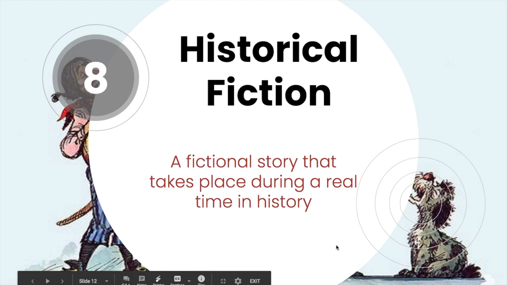Then you have historical fiction, which, like realistic fiction, is a fictional story, but the setting, where it takes place, is during a real time in history. So let's say someone wanted to do a story with made up characters, but it happened during the Revolutionary War. Well, the characters they made up don't really exist, but the setting took place during the Revolutionary War, which really did happen. So that's why it's considered historical fiction. Or you might have a story where the characters are make-believe, but it was set during maybe World War II, World War I, the Vietnam War, something like that, or during the Civil Rights Movement, but the characters are made up. So that's why it's called historical fiction.